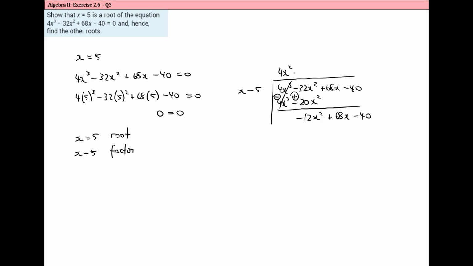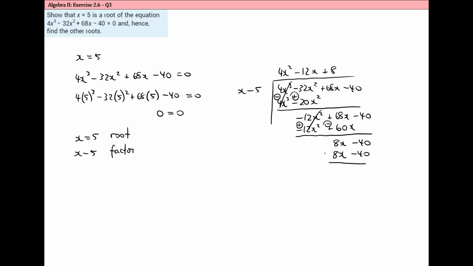Now x into minus 12x squared goes minus 12x times. Minus 12x by x is minus 12x squared. Minus 12x by minus 5 is plus 60x, and again I draw a line underneath and I change the signs. Minus 12x squared plus 12x squared cancels, and plus 68x minus 60x gives us 8x, and then bring down the minus 40. x into 8x goes 8 times. 8 times x is 8x. 8 times minus 5 is minus 40.